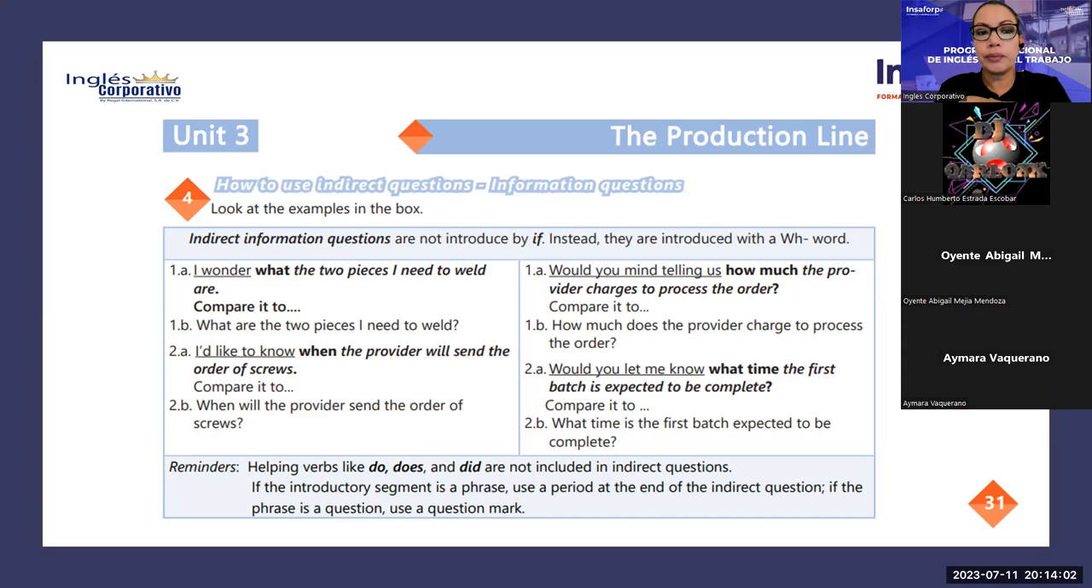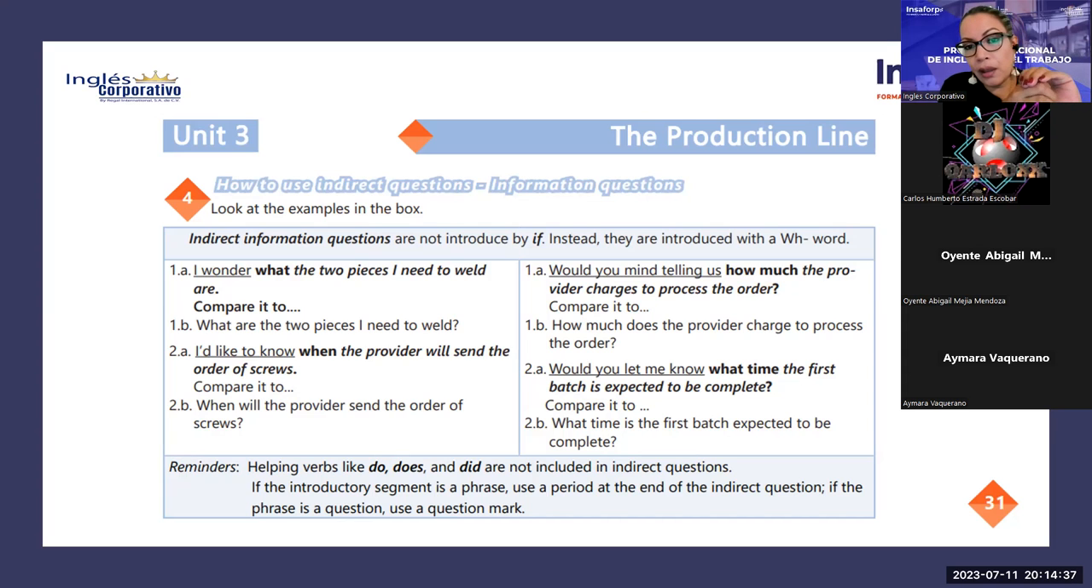I wonder what the two pieces I need to weld are. Esa sería la indirecta, la 1A. El 1B es como el directo. What are the two pieces I need to weld? Otro ejemplo sería la número dos. I'd like to know when the provider will send the order of the screws. La directa sería: when will the provider send the order of screws?